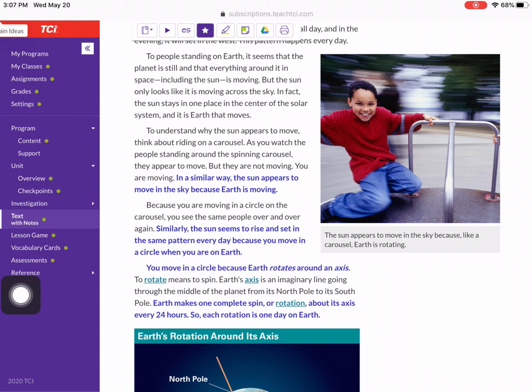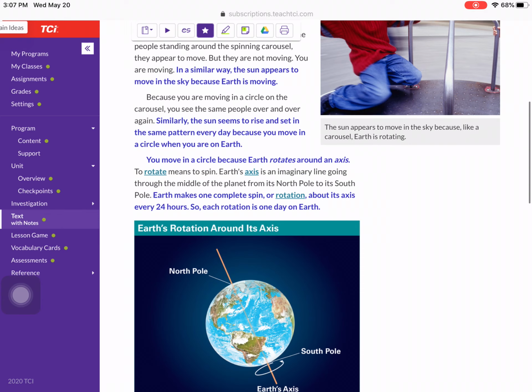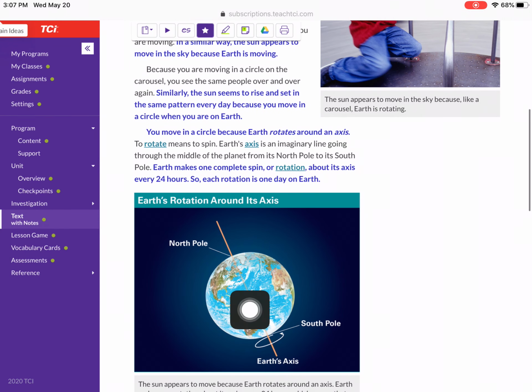You move in a circle because Earth rotates on an axis. To rotate means to spin. Earth's axis is an imaginary line going through the middle of the planet from its north pole to its south pole. Earth makes one complete spin, or rotation, about its axis every 24 hours. So each rotation is one day on Earth. And here, this orange bar, this is the axis.